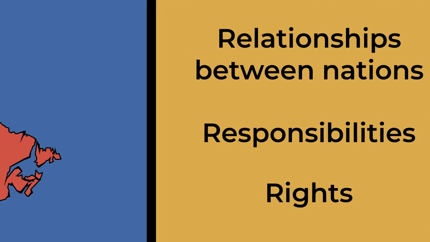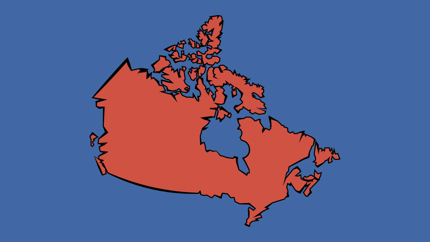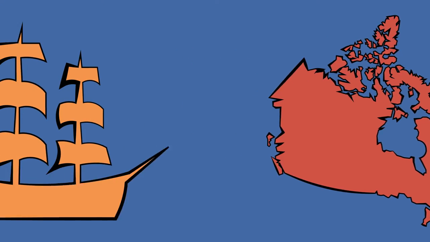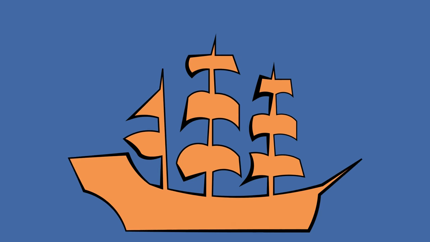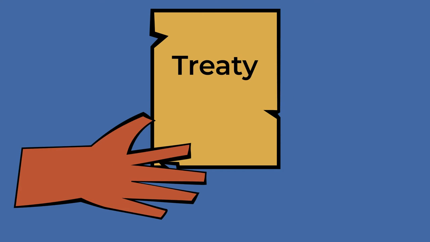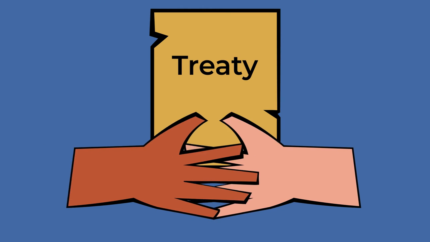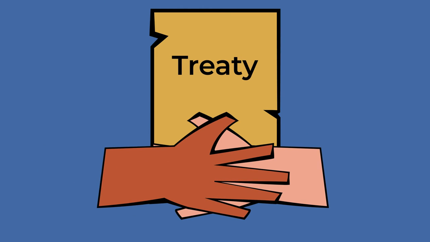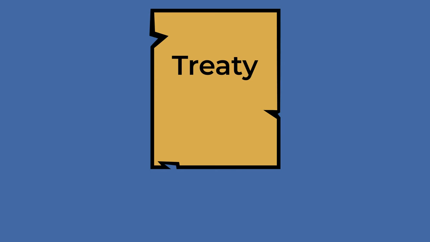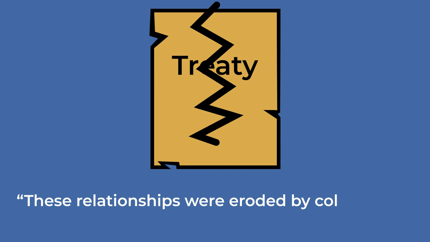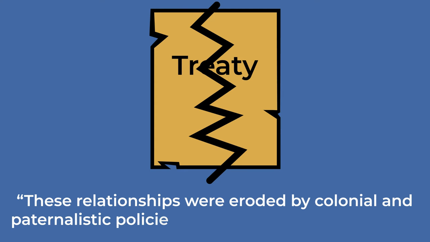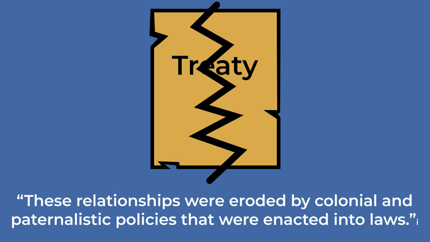Indigenous nations living in the land we now call Canada have been making treaties since time immemorial. The arrival of European settlers brought about the beginning of treaty making between Indigenous nations and colonial governments, which was initially based on mutual respect and cooperation. However, over centuries, these relationships were eroded by colonial and paternalistic policies that were enacted into laws.